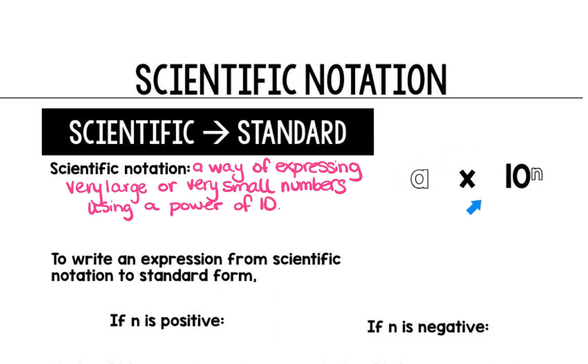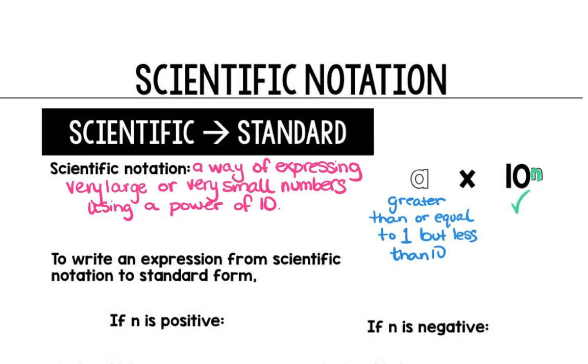This is what a number in scientific notation will look like, where A is a number greater than or equal to 1, but less than 10. We take that number and multiply it by 10 raised to a power here.